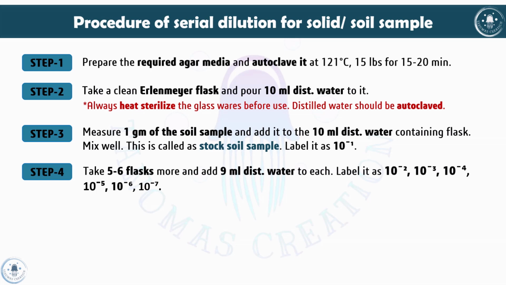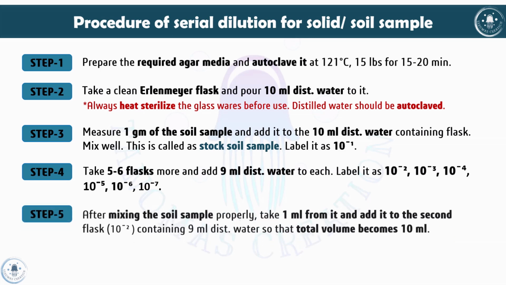Then you label it as 10 to the power minus 2, minus 3, minus 4, minus 5, minus 6, minus 7, till you want the dilution. Like if you want to do it to 10 to the power minus 6, label it till that, and you can increase the dilution as per your requirements.